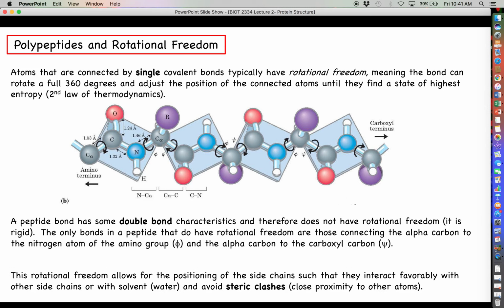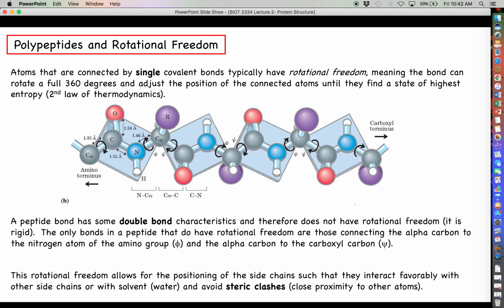So the reason why this is important is because the rotational freedom that you see here allows the peptide or the protein to rotate the position of these R groups, of these side chains. So we can rotate those side chains so we can position them so that they are interacting favorably with other side chains in the protein, or maybe with the solvent, which is probably going to be water, and so that we can avoid steric clashes.